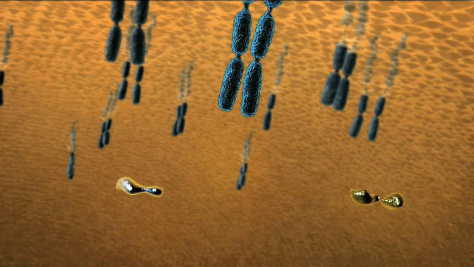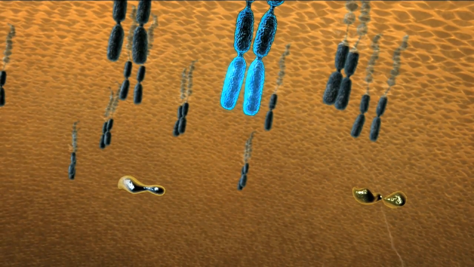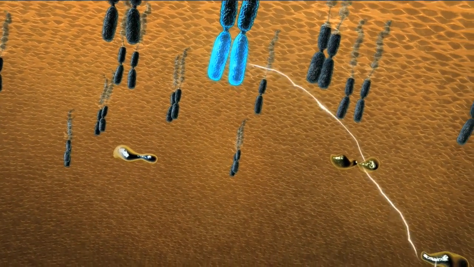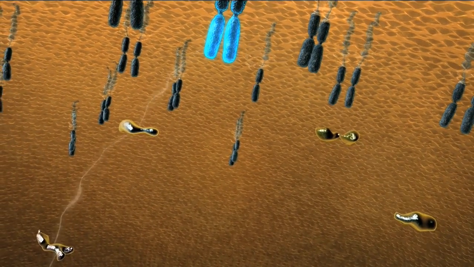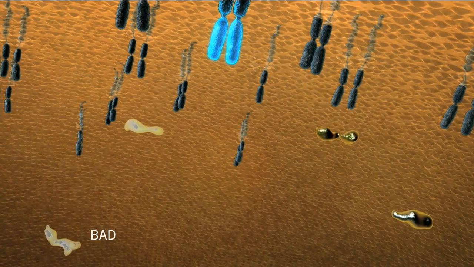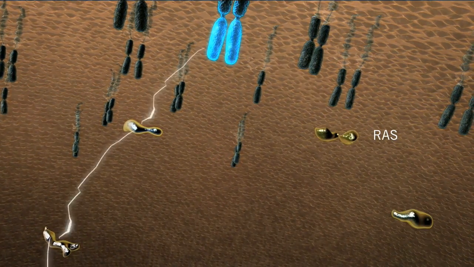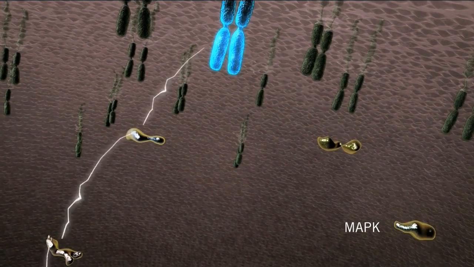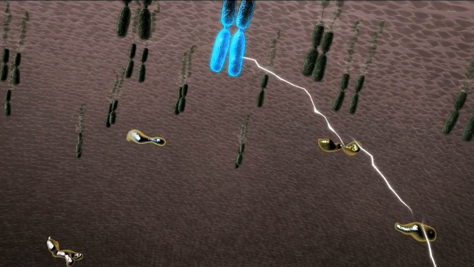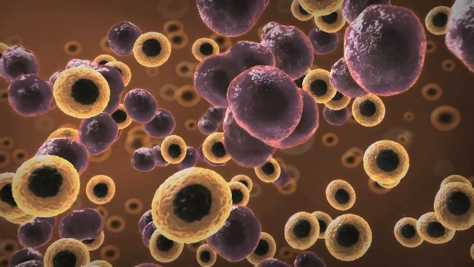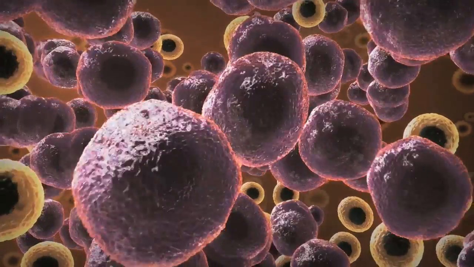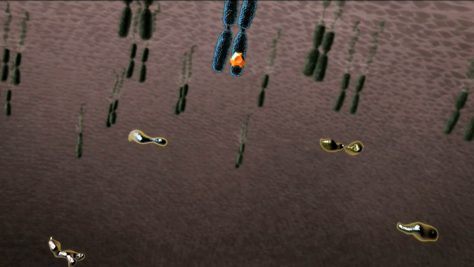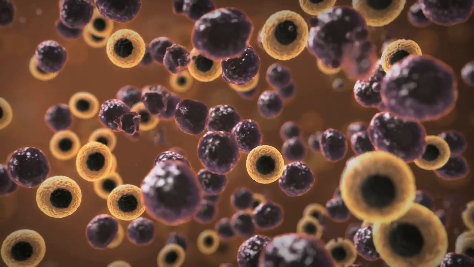This initiates a number of downstream survival pathways, such as phosphatidylinositol 3 kinase, PI3K, which blocks apoptosis through phosphorylation of the BCL2-associated death promoter BAD, and RAS, which activates proliferation effectors such as mitogen-activated protein kinase, MAPK, and extracellular signal regulator kinase, ERK. Inhibiting the constitutive activation of FLT3 is a promising target for managing FLT3-dependent leukemias.